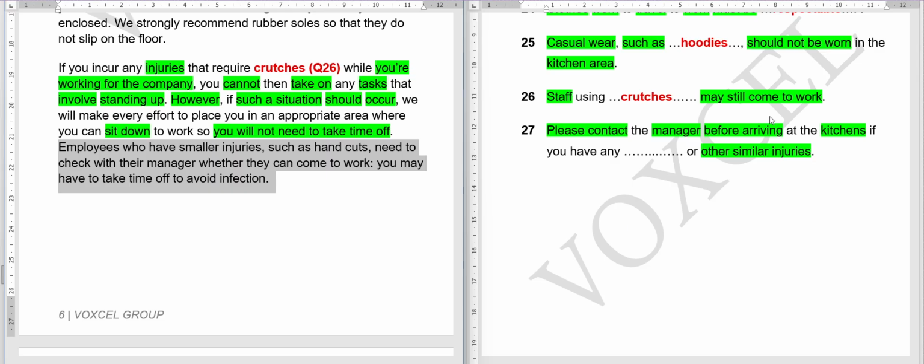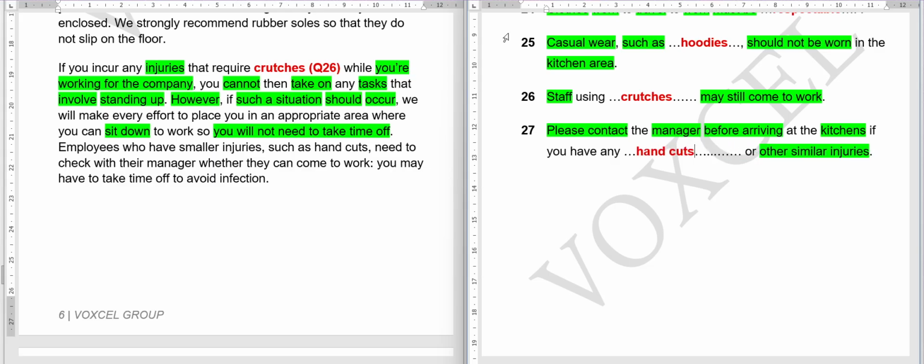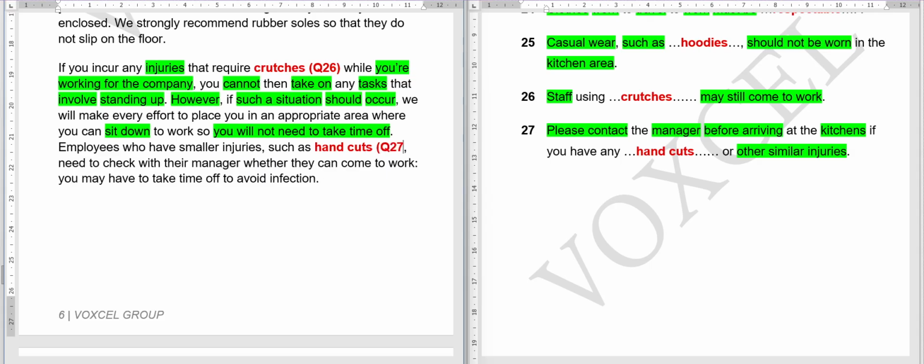Okay, time's up. Now I'm going to write the answer here, and I hope everybody was able to figure out the answer. And the answer is hand cuts. This is our answer. Let me mark the location first before explaining it to you.